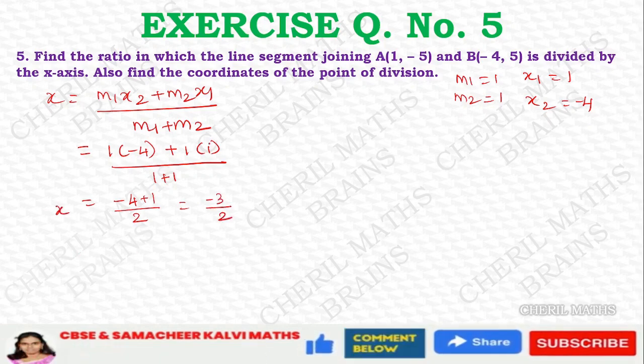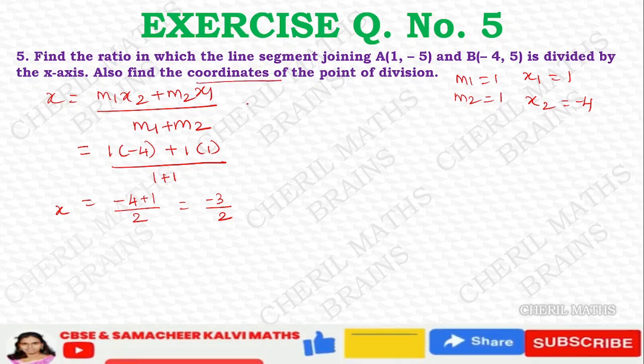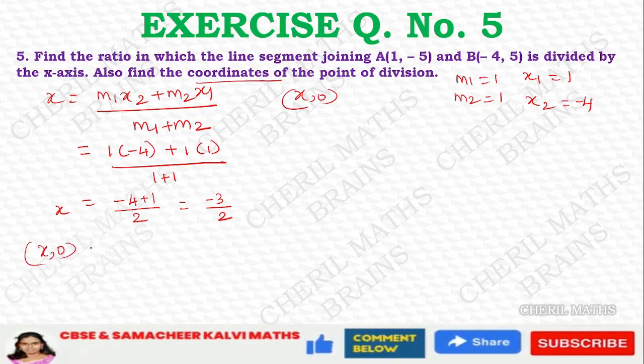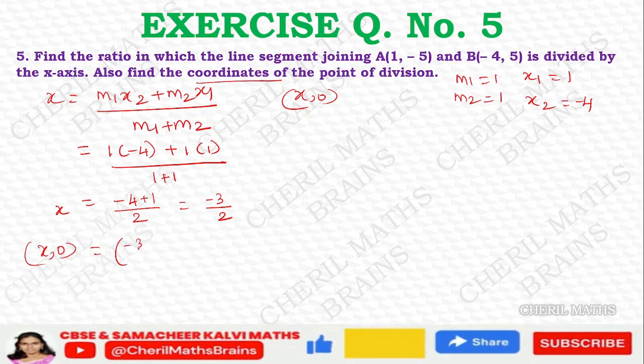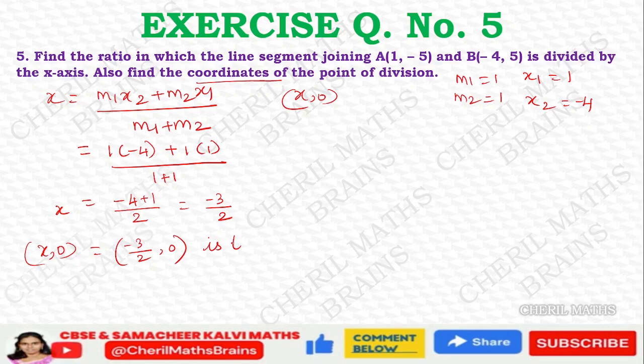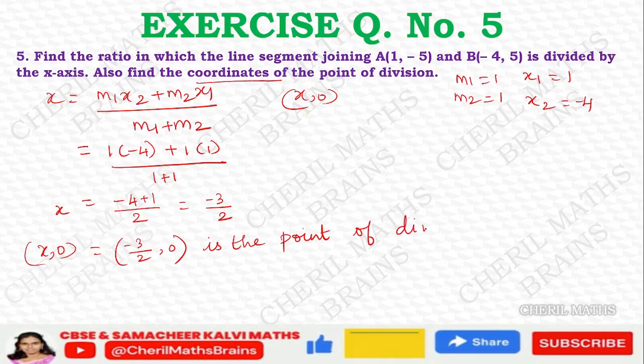So what is the point here? The coordinates of the point of division are going to be x comma 0. So if I want to write x comma 0, I can write it as minus 3 by 2 comma 0, which is the point of division. So this is how we will have to proceed with this question.